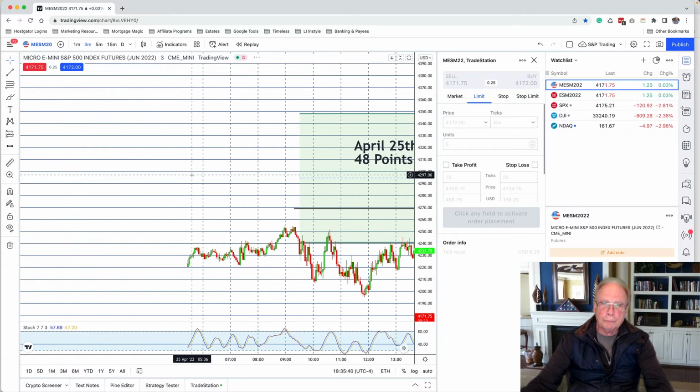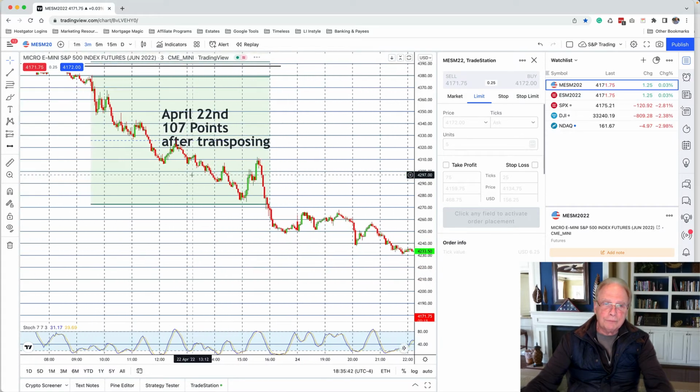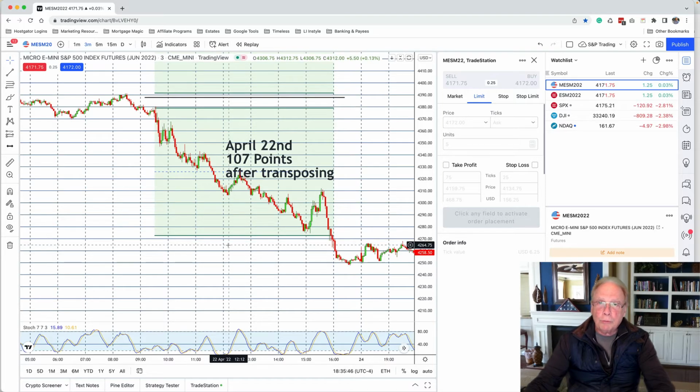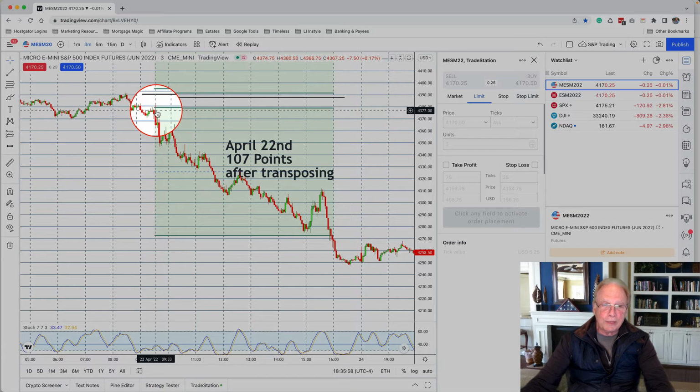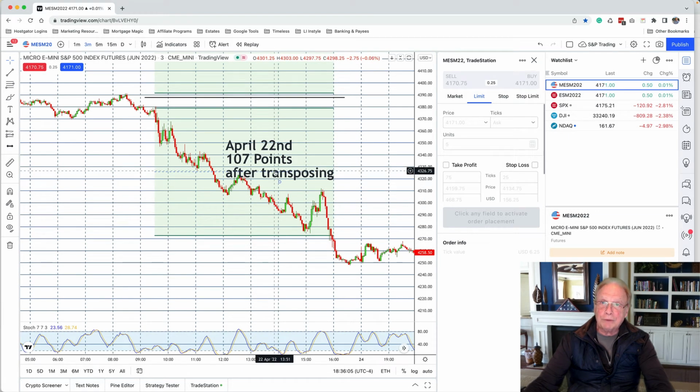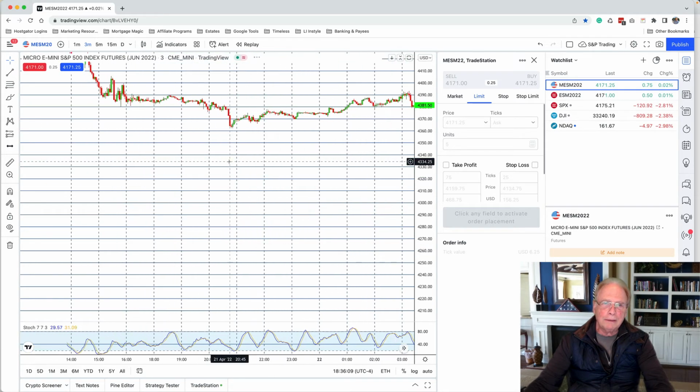Let's go further. Back a further day, April 22nd. The trading zone on April 22nd required that it be transposed. And for those of you who subscribe to my trading zone service, you know what that means. Nevertheless, the trading zone for April 22nd, taking a trade at the open of the day, holding on till the end, was worth 107 points. Okay? Lucky 3 days in a row. Let's go back another day.